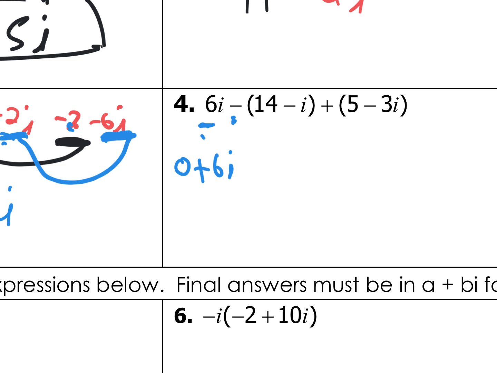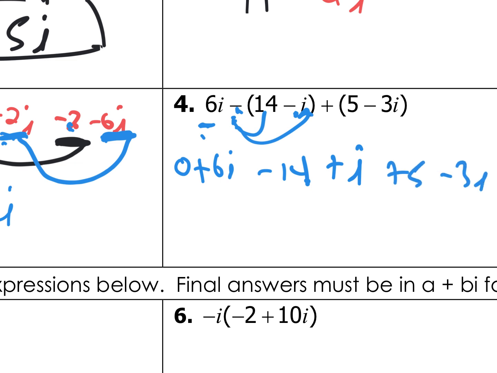But anyway, I have a negative in front of this one, so I got to be careful. I'll bring down my 6i, 0 plus 6i, minus the 14. Minus times a minus is a plus i, plus a 5, minus a 3i. I didn't do anything with this term. I did nothing but bring it down. I don't need to think about a 0 plus, so I'll take that off. But, I mean, technically it was there.